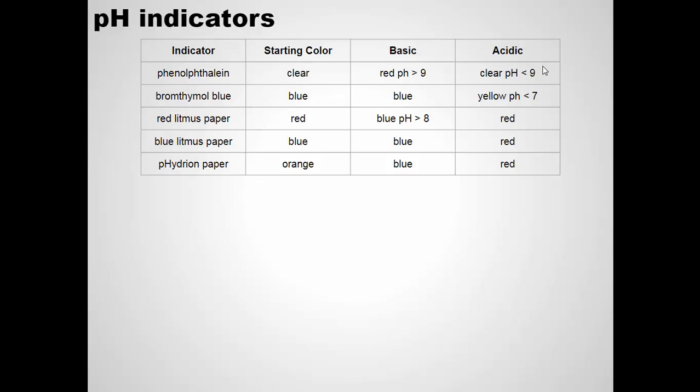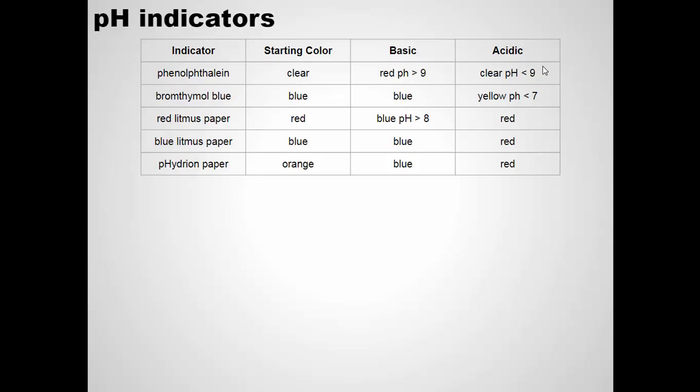Now, could I change this back to clear? I believe so. Yes. So now this solution that's turned purple is basic. But if I add some hydrochloric acid to it, that hydrochloric acid will do what to the base? It'll bring it down, neutralize it, and should be able to get back to clear. So that's phenolphthalein. That's an indicator that indicates basic conditions.